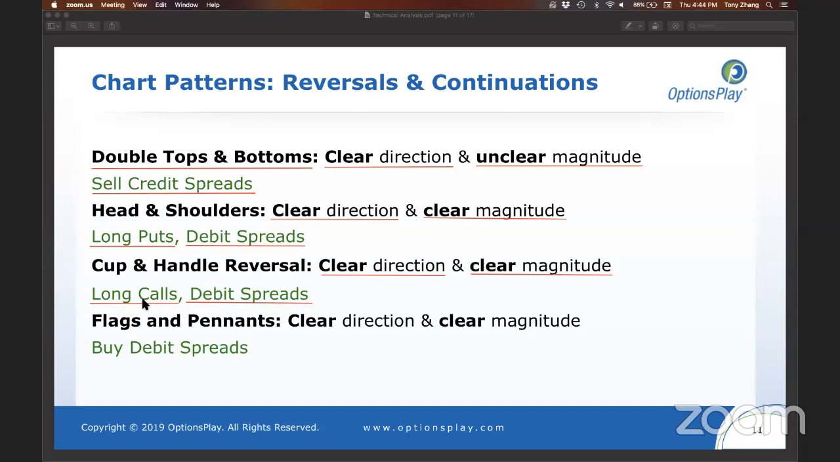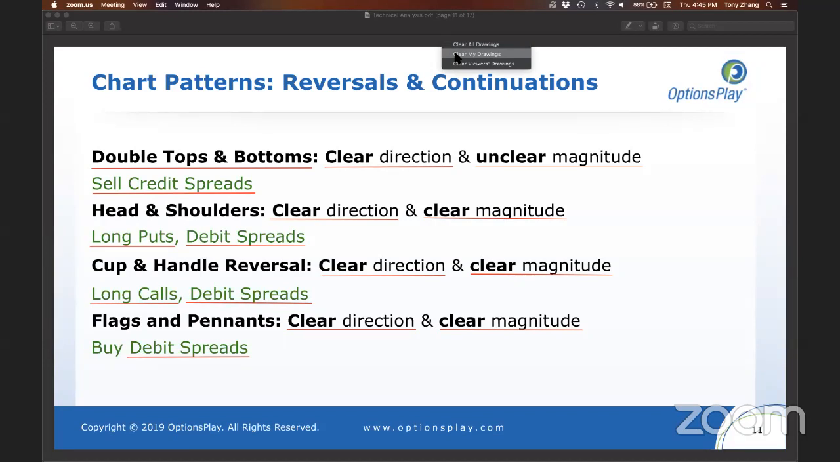And lastly, flags and pennants. These are continuation patterns. These are usually when a stock makes a big run, consolidates for a while, and then you believe it's going to continue running in that same direction. Flags and pennants give you a clear sense for direction. And because they are measured moves, you can also get a clear sense for magnitude. So for those types of strategies, buying debit spreads usually is a good strategy for trading flags and pennants.